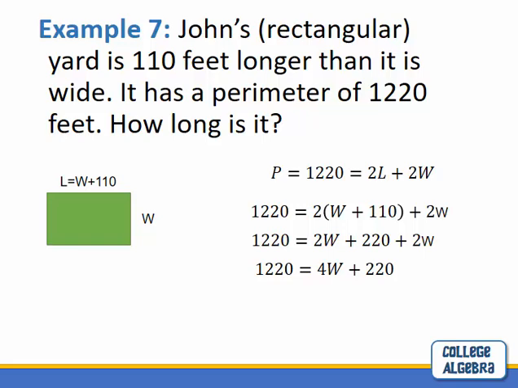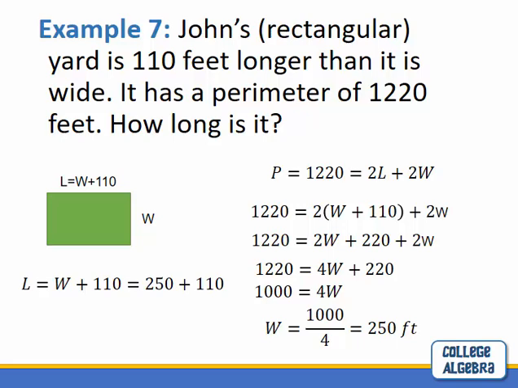Subtract the 220. We have very nice numbers on this problem. We get 1,000 is equal to 4W. Divide by 4 and you get 250 feet. Always include your units on the applied problems. Your width is 250 feet. And always make sure you answer the question. It would be common to ask for both dimensions. This one says how long is it? We found the width. We need to know how long it is. We do that L is W plus 110, so we take our answer 250 plus 110 and we get 360 feet. The length is 360 feet.